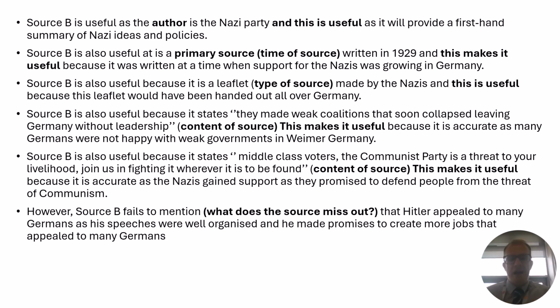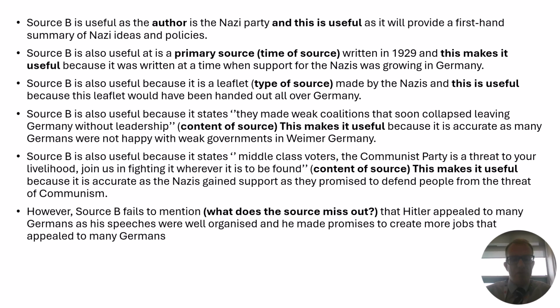So far I've just got 3 marks by using the top of the how useful question that tells you source C is a leaflet by the Nazis, and it gives you the date. You get 3 marks, but you have to do it like I've written here. You have to say quite clearly, and this makes it useful. That's why it's in bold.